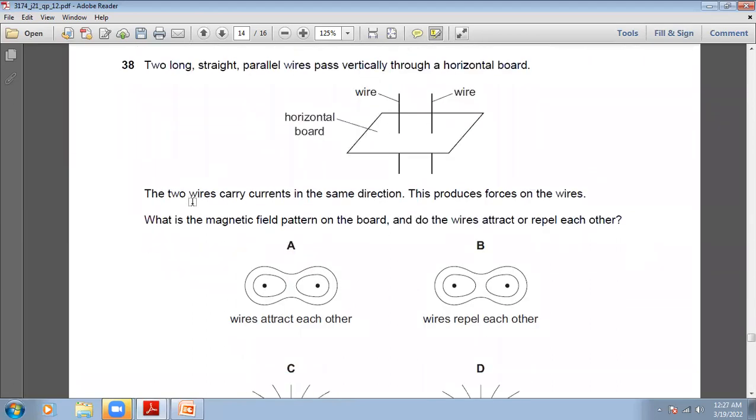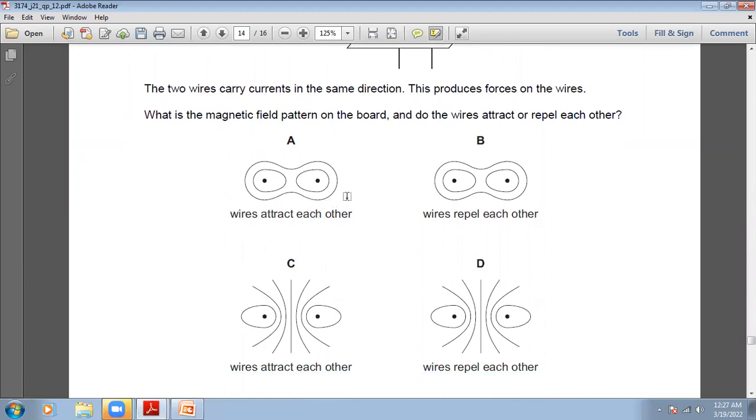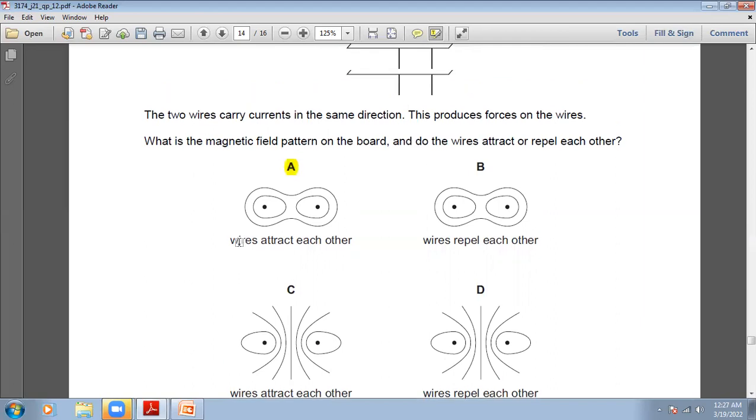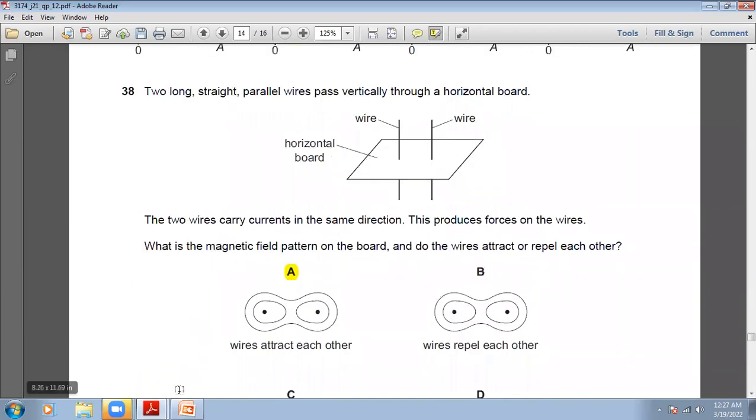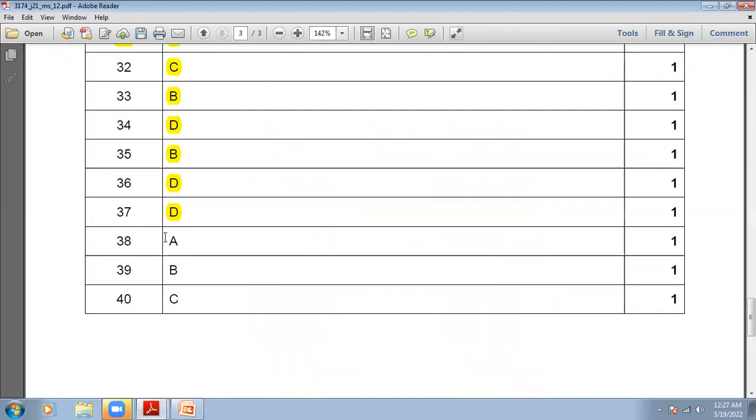So whenever the wires are parallel to each other and have the same direction of current in them, the wires will attract each other. And the field pattern will be this hugging field pattern. They are hugging each other, with their arms around the other. That's why I say hugging diagram. So in choice A, they should attract, and the pattern should be a hugging pattern. So for question number 38, A is the right option, sir.